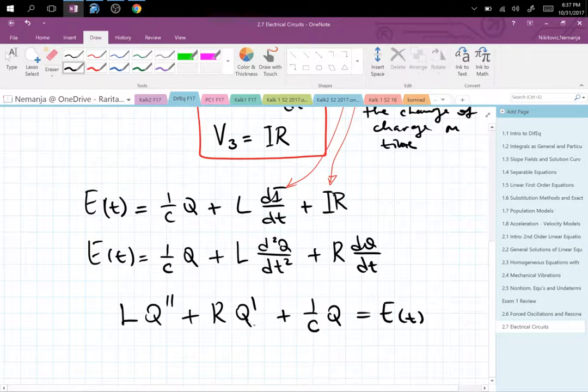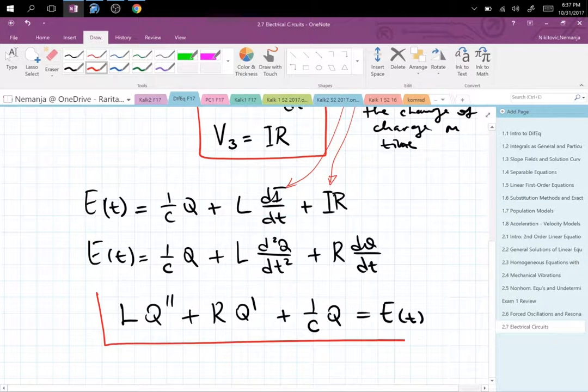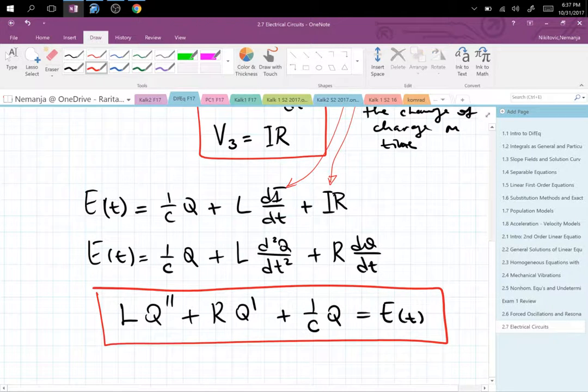So what we did was plug in, where the second derivative term is L d squared Q over dt squared.